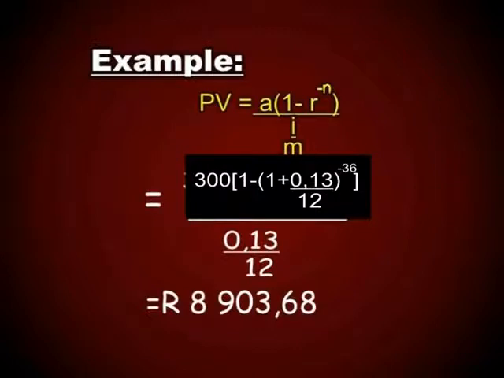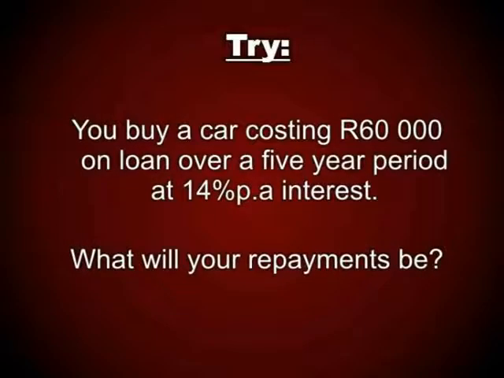Alright, now I want you guys to have a try at this. You buy a car costing 60,000 Rand on loan over a 5-year period at an interest rate of 14% per annum. What will your repayments be? I want you to press pause on your DVD player and have a go at that. Remember, you are working out the A value, you are working out your repayment value, and you've got your present value of 60,000. Press pause.